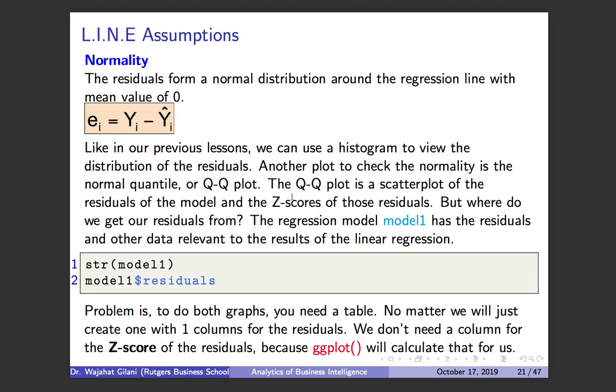If we take the z-scores of the residuals and graph them against the residuals themselves in a scatter plot, it should give us a line. Now, how do we graph something like this? How do we do the histogram graph? How do we do the QQ plot graph?